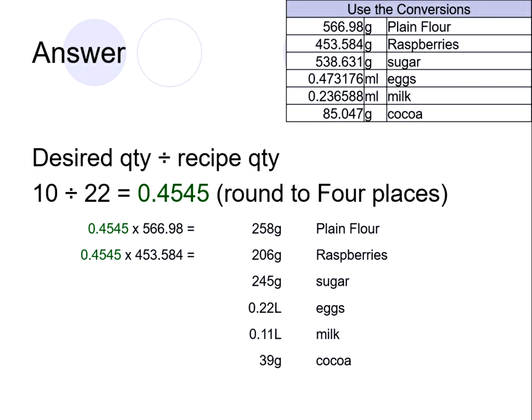So this recipe has first of all been converted from the previous imperial system, which used pounds and ounces and pints, to the metric system, which used grams and millilitres, and then it was converted so that it didn't make 22, it now makes 10, which is the desired quantity.